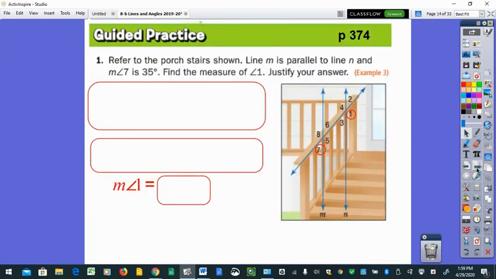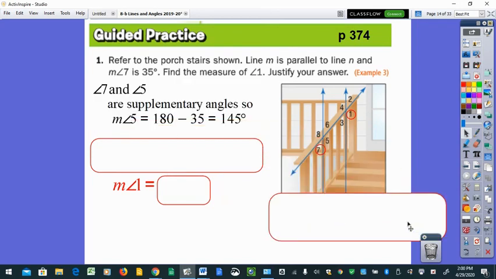Okay, here's one more. If you had your book, you would be able to check this out. But they're telling you the measure of angle 7 is 35, and they're looking for the angle 1. Now, these do not have a special relationship. You're going to have to walk through another angle to get there. This is what I call a two-stepper. Pause the video and see how you do.